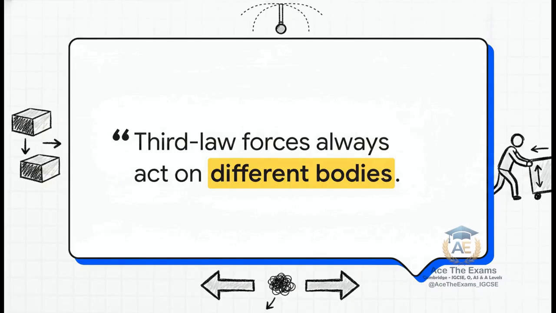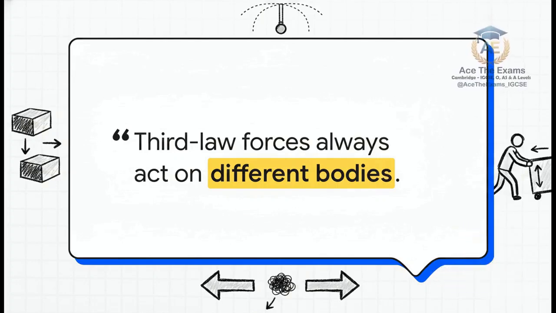As we wrap up this explainer, I want to quickly recap our most crucial foundational rule of dynamics. Read this quote and honestly, lock it into your memory forever. Third law forces always act on different bodies. If you remember this one single fact, you're going to avoid the traps that snare so many people when they try to analyze equilibrium and motion.